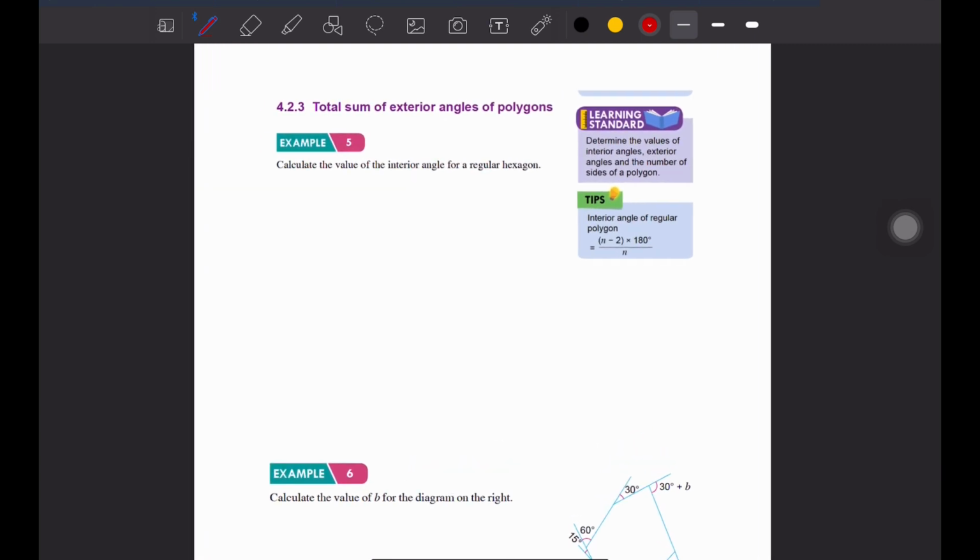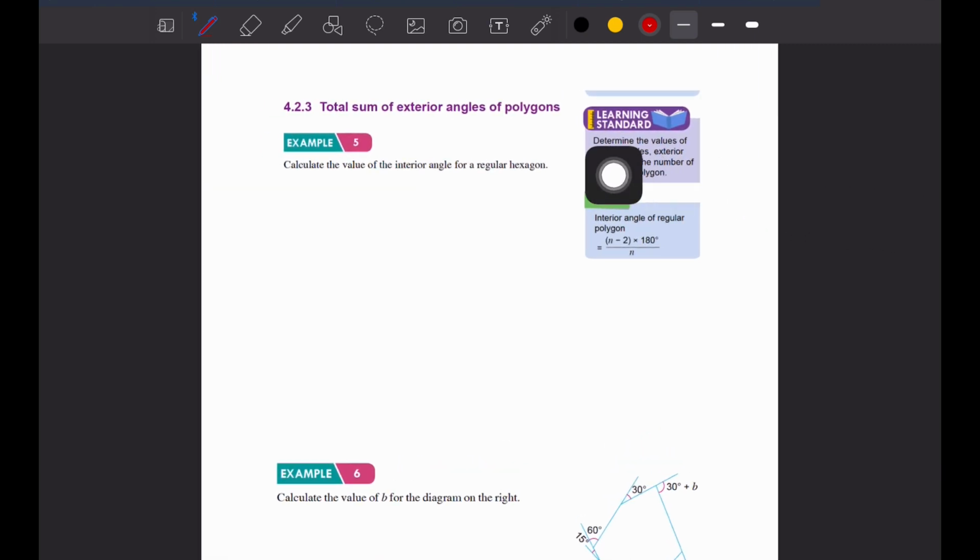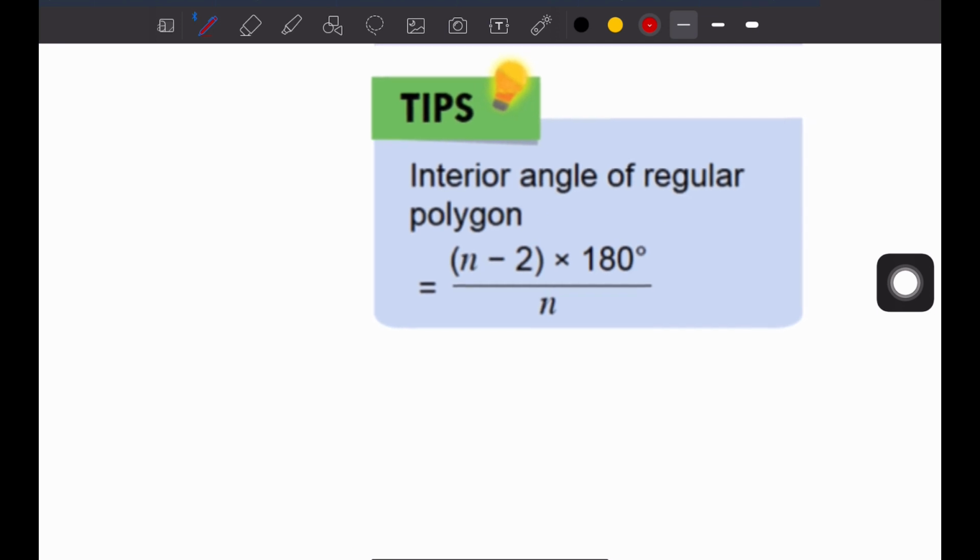Okay. Now next learning standard. Determine the values of interior angles, exterior angles, and number of sides of polygon. Okay. So over here it gives you tips. Interior angles of a regular polygon is n minus 2 times 180 over n. Okay, tadi kita dah pakaikan rumus ni. Rumus ini digunakan untuk kita mencari total number of interior angles.